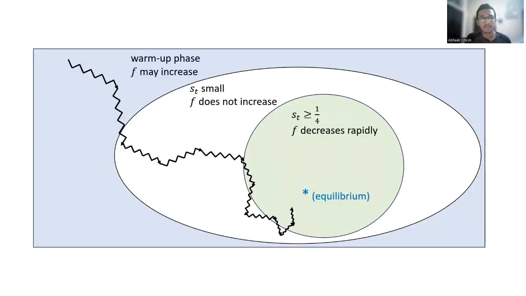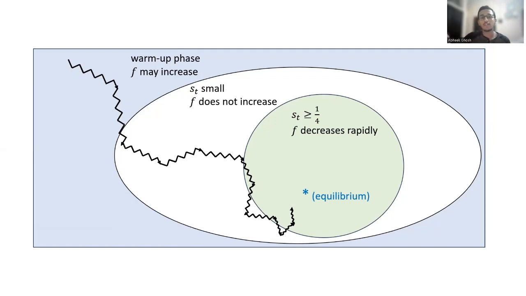Now, to summarize what I've been saying in the previous slides, we can divide the domain of all output profiles into three regions. The outermost region, denoted by blue here, corresponds to the warm-up phase where we do not have much control over the potential function F. So F may even increase in this region. But what we can show is that the best response dynamics does not stay in this region for too long. With high probability, it gets out of this blue region and gets into the white region.